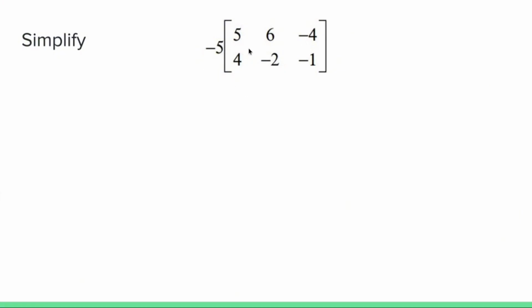So if you've never seen this before and you're thinking, is this just distributive property, multiply -5 to all 6 of these elements? You're 1,000% correct. Multiply -5 to all of them. So 5 becomes -25. -5 times 6 is -30. -5 times -4 is +20. -5 times 4 is -20. -5 times -2 is +10. -5 times -1 is 5. We end up with a matrix with the same exact amount of elements, but -5 is multiplied to all of these. So again, this is called scalar multiplication of a matrix.